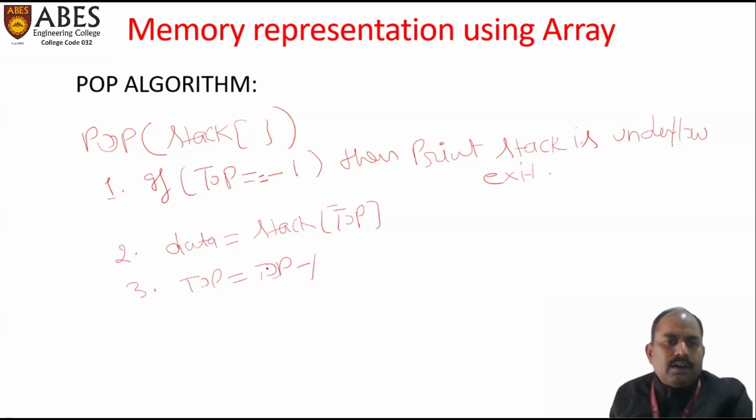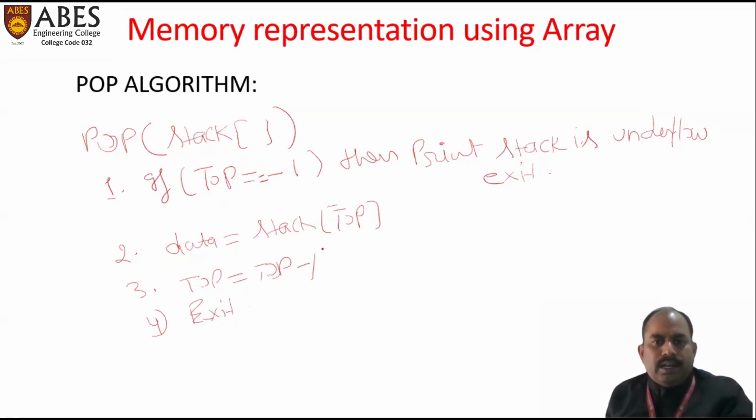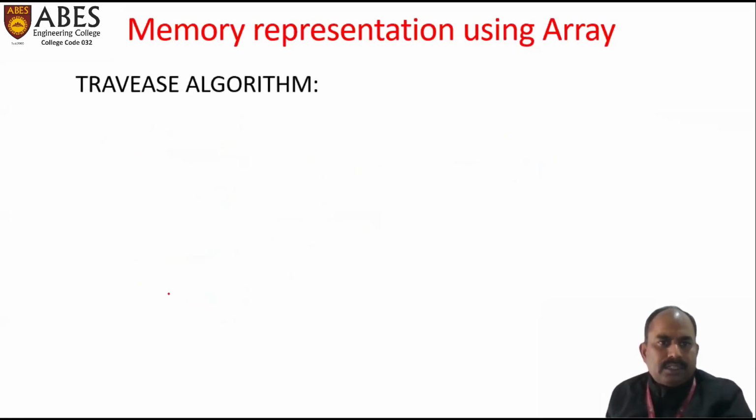So here, firstly, we have selected the data that we want to pop from the stack. Then we decrement the value of top in the next step. And in the fourth step, we can perform the exit action. So this is the algorithm which is called the pop operation on the stack. Then we will see the next algorithm, that is called the traversing operation on the stack.